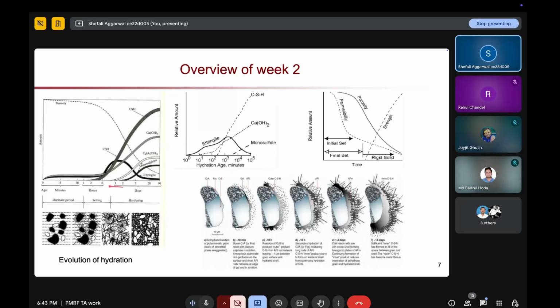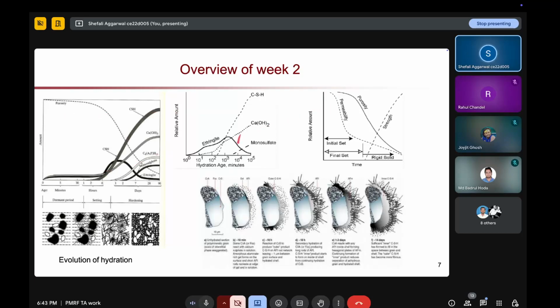Okay. Same way, your monosulfate will increase and your ettringite will decrease. So ettringite will be converted to monosulfate within many days of time. So these two will always be in a reversible relationship. Also this C4AFH3, I forgot what it was, will also increase.